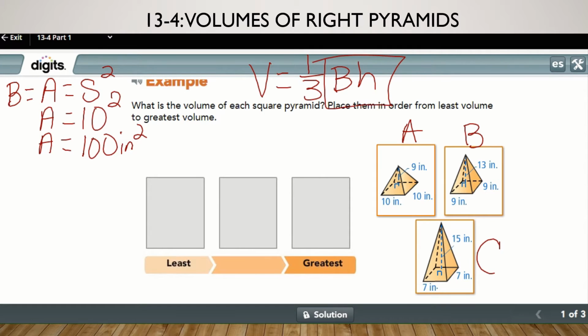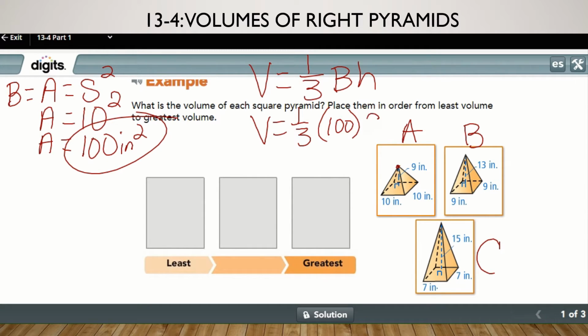Remember, capital B times H, that was the formula we learned for volume of a prism. And all we have to do is get 1/3 the volume of a prism to get the volume of a pyramid. Now I'm going to go ahead and substitute the information in. We found out the area of the base was 100, and then the height of the pyramid, you just go from the point straight down, and we find out that that is 9 inches.